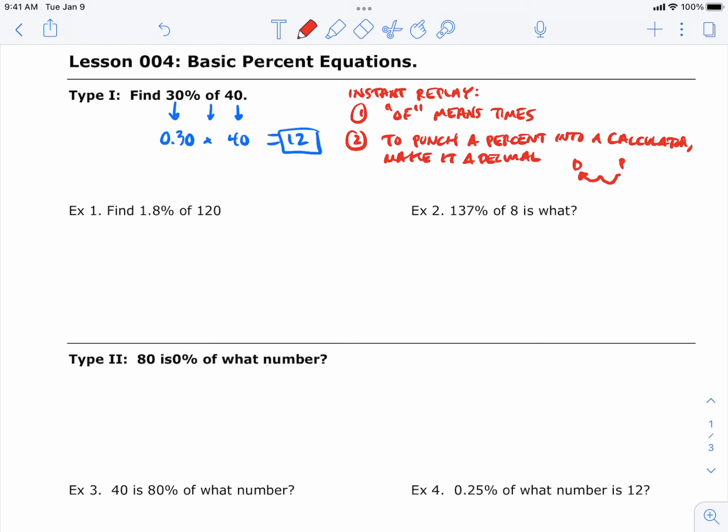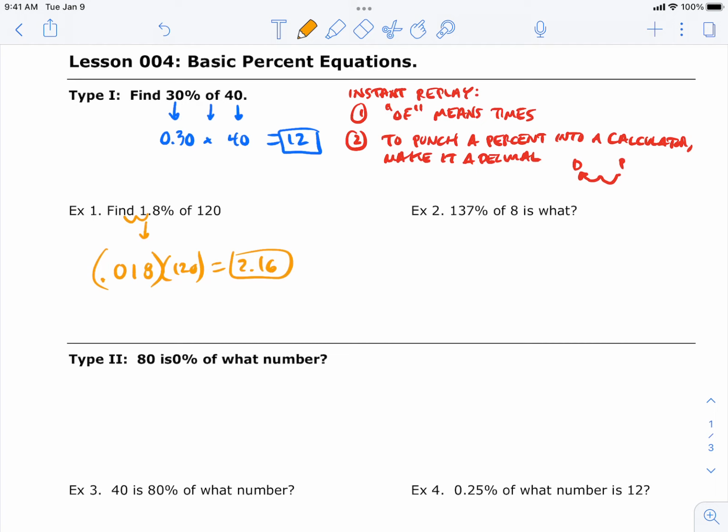You want to try these ones real quick? Pause. Come back. Okay, 1.8% of 120. First of all, we know the of means times. I want to take the 1.8% and make it into a decimal. 2 places to the left. Exactly 2 places. Never more, never less. So 0.018. And that's going to multiply the 120. And when you do that, I got 2.16. Bada boom, bada bing.